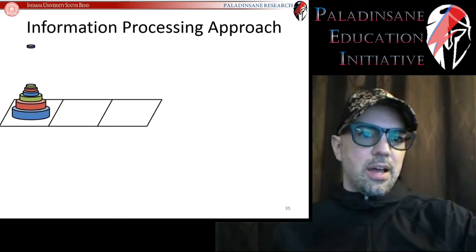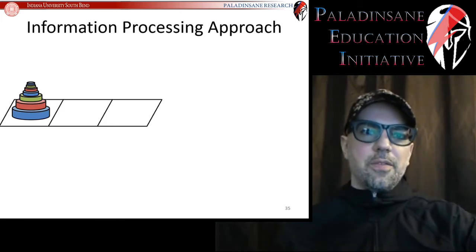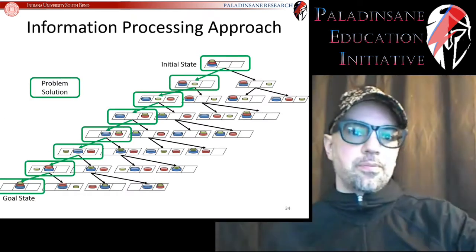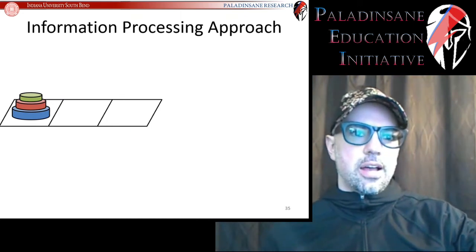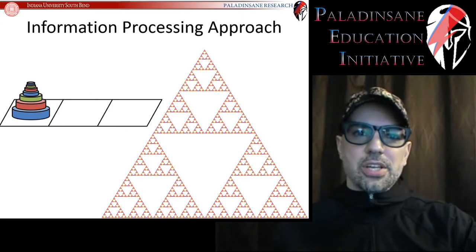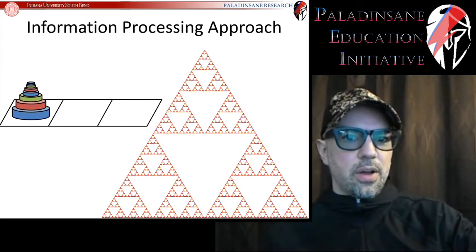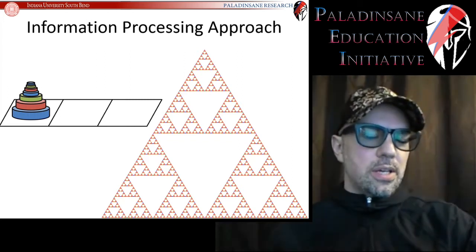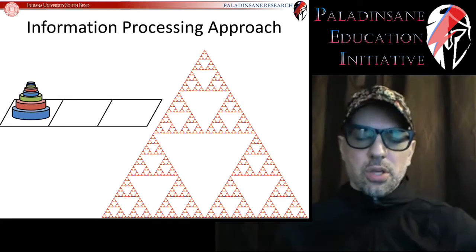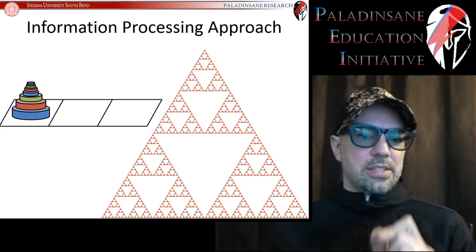So the 7-disc version is oftentimes a very popular, challenging one. And if you were to map out the problem space for the 7-disc version, it would basically look like this. This is a representation of the 7-disc version problem space for the Tower of Hanoi. If you zoom in, each of those little triangles is a different intermediate state. The corners of each little triangle are the different intermediate states.